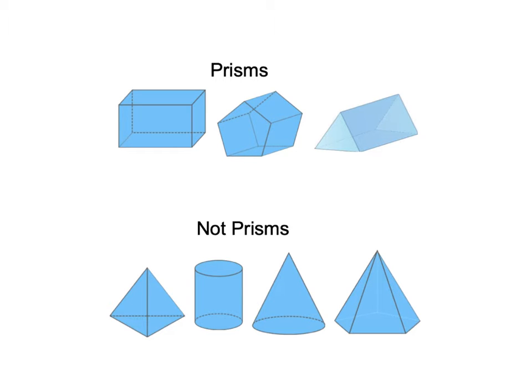a top and a bottom that are identical. Now you'll notice with the cylinder, it does have a top and bottom that are identical. So they have identical circles, but it's not considered a prism because it's circular. But other than that, it does pretty much fit into the category of prisms.